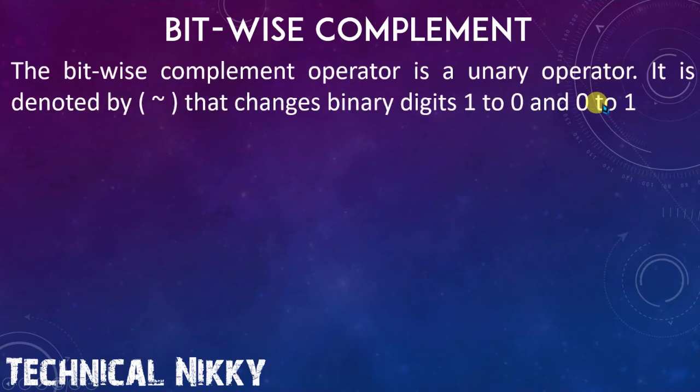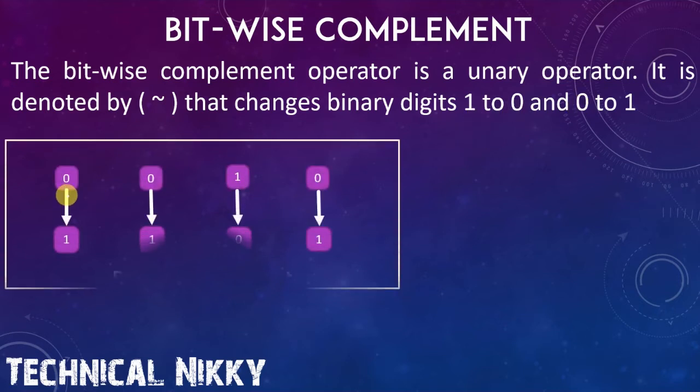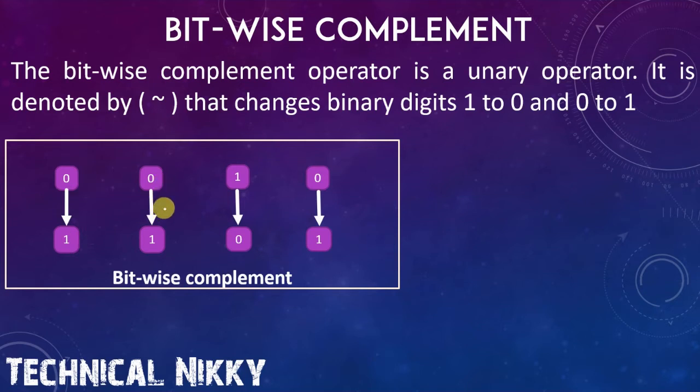The bitwise complement operator is a unary operator and it is denoted by this complement symbol that is available at the left side upper corner under the escape key. It changes the binary digit 1 to 0 and 0 to 1. If we have 0, then it changes to 1, and 1 changes to 0. That is the bitwise complement, okay guys.